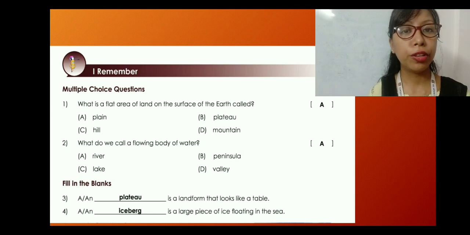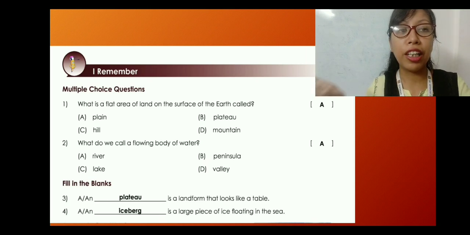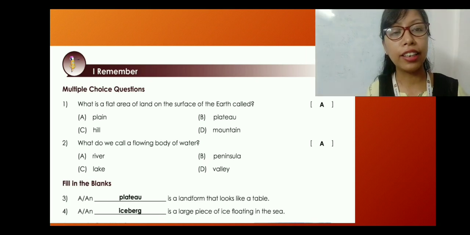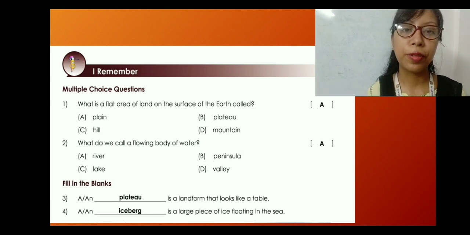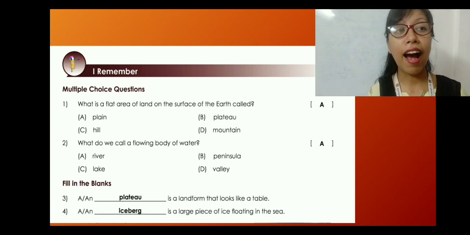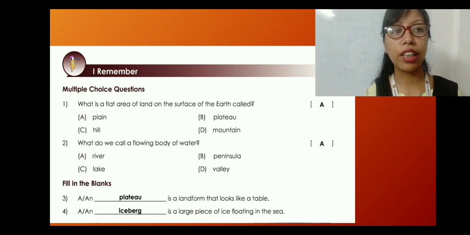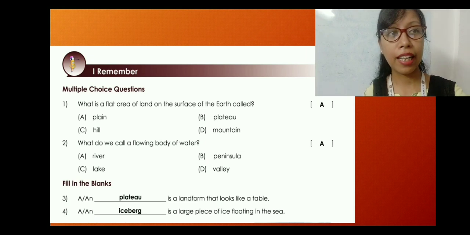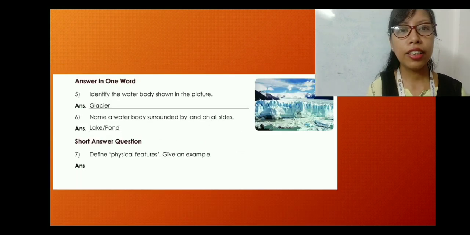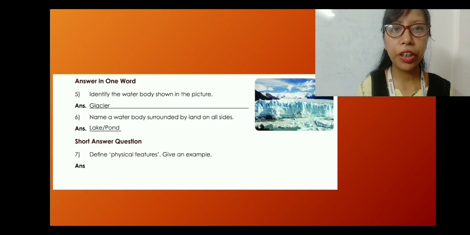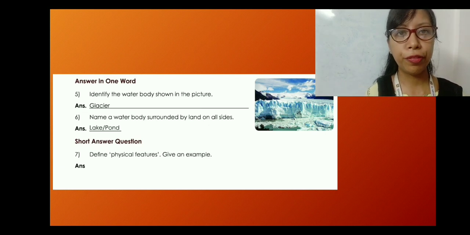And then we come to the fill in the blanks. Number 3, a or an dash is a landform that looks like a table, which is a raised one, and it looks like a table. That is the plateau. Number 4, a or an dash is a large piece of ice floating in the sea. Yes, it is the iceberg, which breaks off from the glacier and then moves to the sea or ocean. And that is the iceberg. Now let's come to the next one. So here it is answer in one word. Number 5.